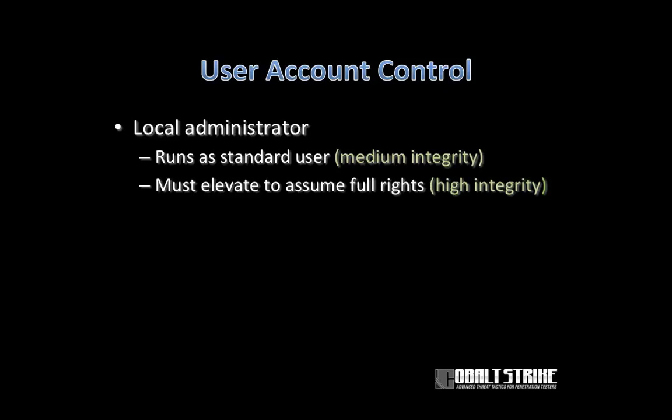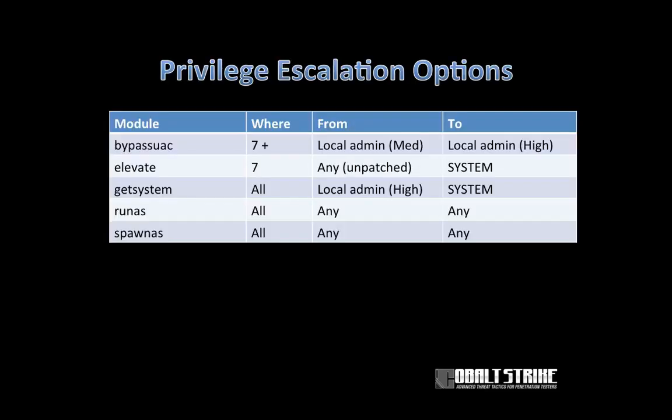Now, if they want to do something privileged, they have to run a new process in a high integrity context. And that high integrity process will have the full collection of their rights. If you want to assume the rights of an administrator from medium integrity to high integrity, that is a situation you have to elevate out of.